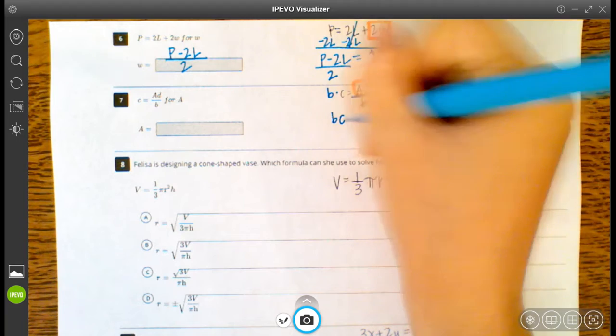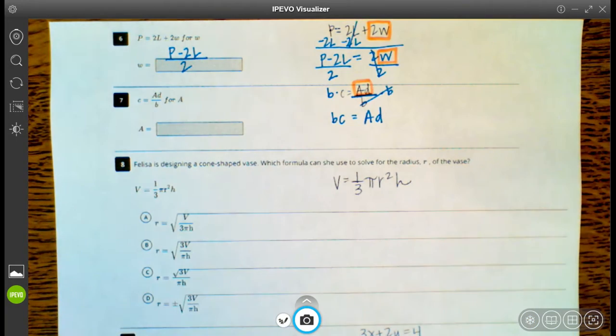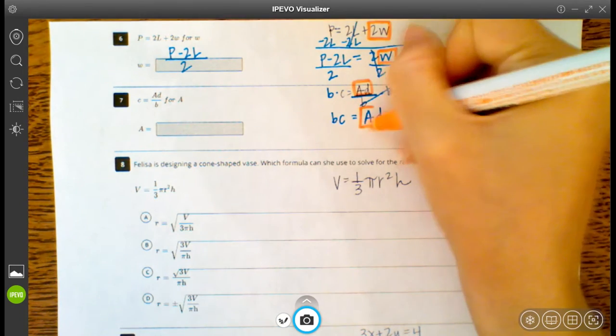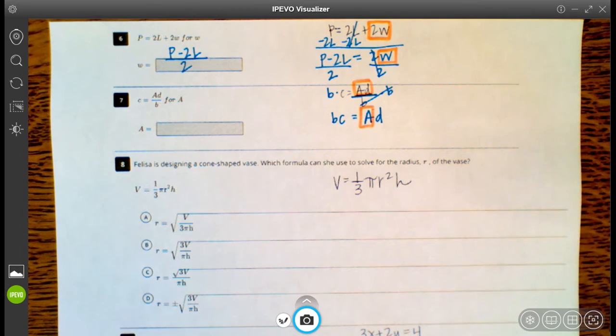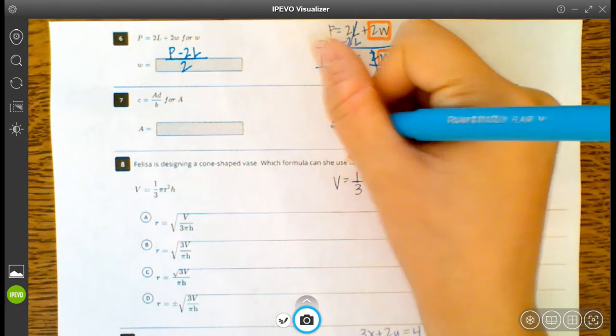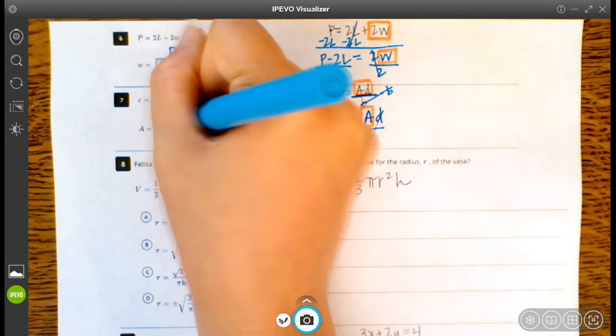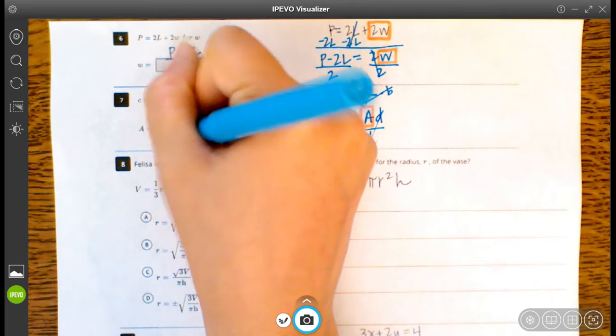So we have B times C, or you can just write it as BC. We can assume that that's multiplication. To get A by itself, instead of multiplying by D, we reverse it or undo it by divide by D. So our answer for capital A is BC divide by D. And that's it.